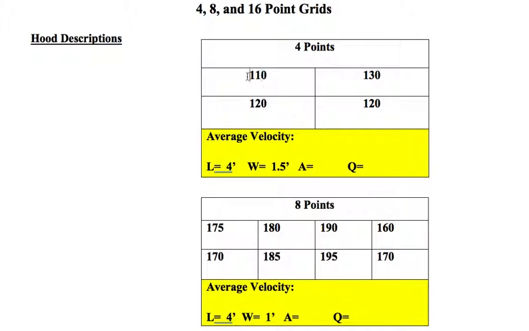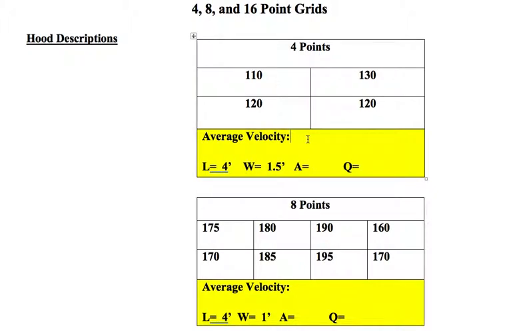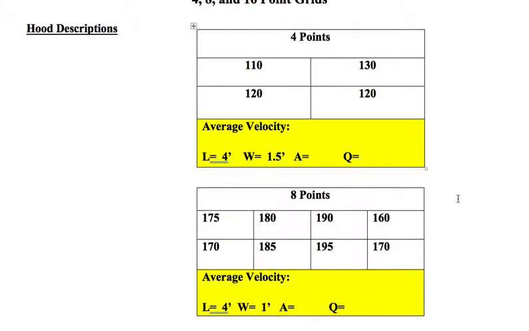Okay, so we would take these different velocities, 110 feet per minute, 120 feet per minute, and find the average of them. So our average velocity would be the average of these 4 numbers. Now the cross-sectional area is simply the width of the opening times the length of the opening, and we give it here. So you can calculate the area in square feet. You have the velocity in feet per minute and the area in square feet, so then you can calculate the volume of air that is being pulled into this hood.